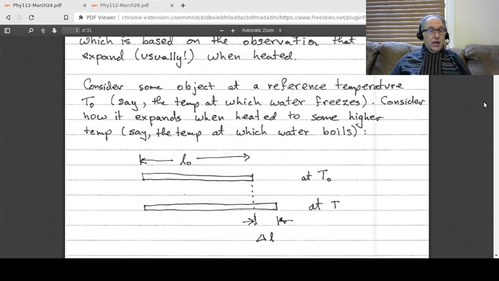You can call it 0 degrees Celsius, the way Celsius did. You can call it 32 degrees Fahrenheit, the way Fahrenheit did. But you can call it any number you like. Okay, but there you go. That's one reference temperature, and water always freezes at that temperature.